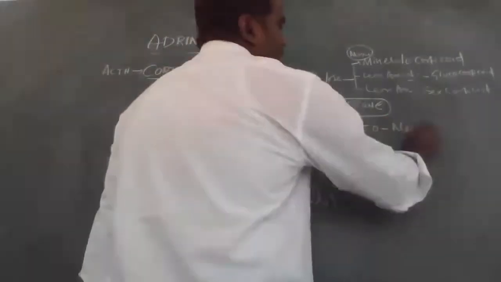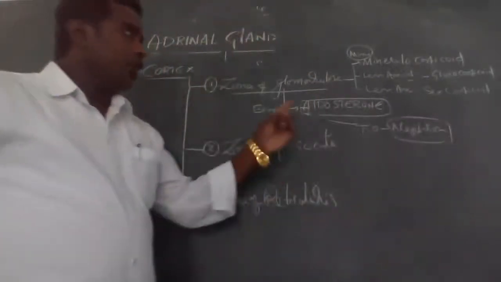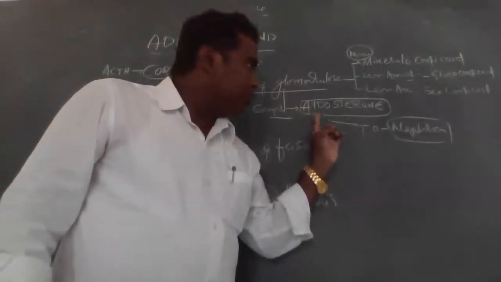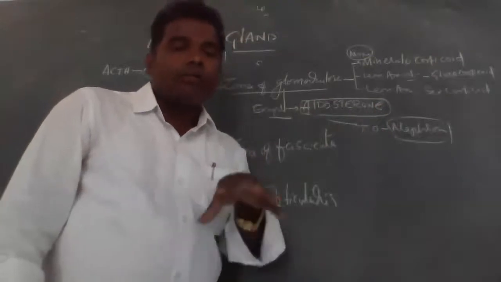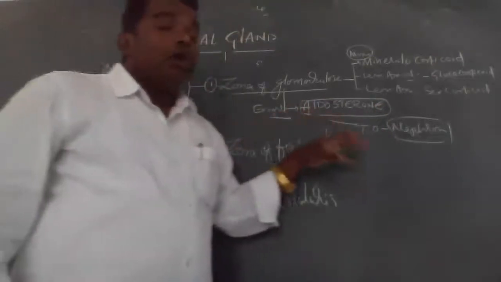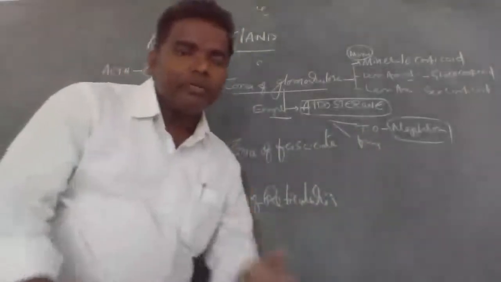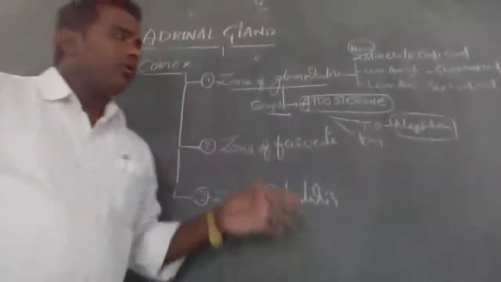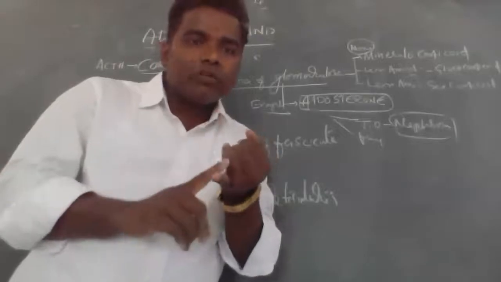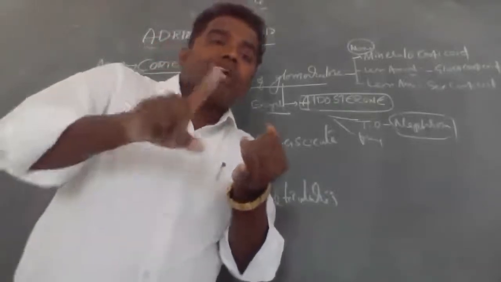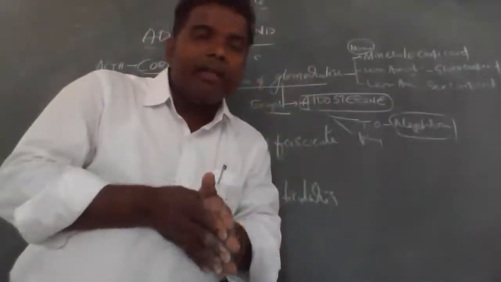Clear? Now, the aldosterone target organ. Aldosterone functions mainly on the kidney, especially on the nephron. Very important. So the target organ of adrenal aldosterone is the nephron of the kidney. Next, what is the function of this aldosterone?